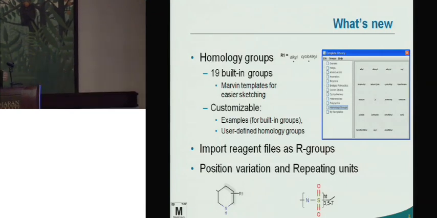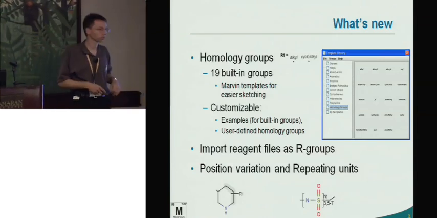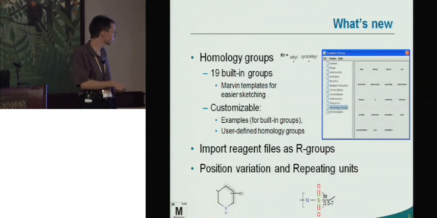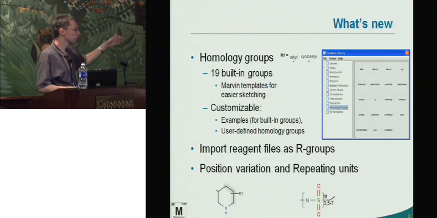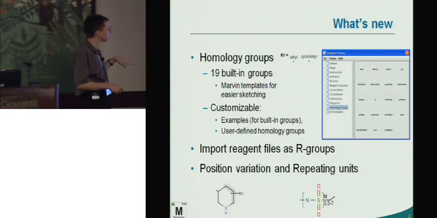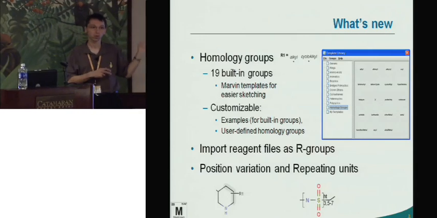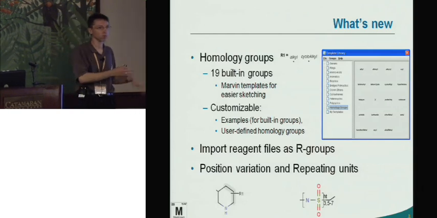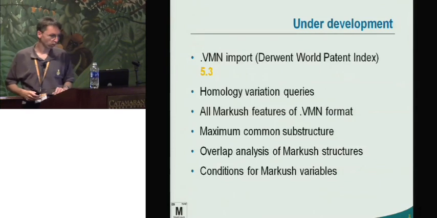Okay. Earlier we've seen that these reagent files can be read as a definition. So this is a new feature as well. And these position variation and repeating units are quite recent features as well. Oh, and one comment is that all of these Markush features are also available in queries against molecule tables. Currently, we are not doing Markush searching, but it's in the pipeline.